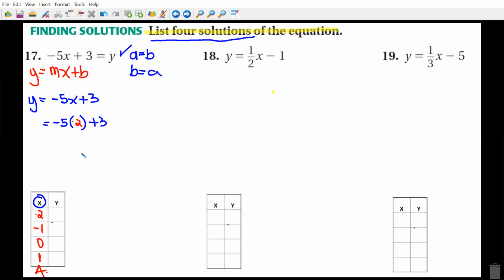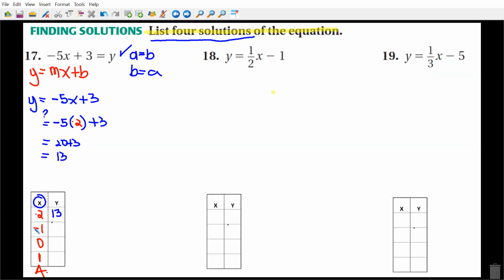What value is going to be here? How much is -2 times -5, guys? Negative and negative, 10. And how much is 10 plus 3? 13. So y is going to be equal to 13.